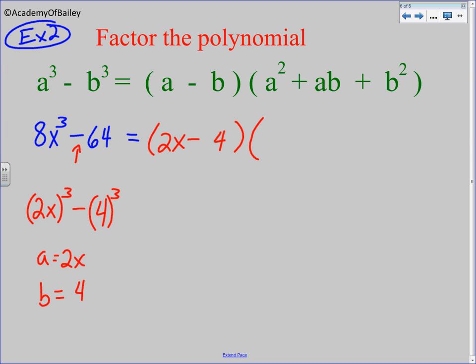Second parentheses, a squared. Well, remember that we are going to have 2x squared. And what is 2x squared? 2 times 2 is 4, and x squared is x squared. Since we started out with a minus sign, this part of the second parentheses becomes plus. And now a times b, what is 2x times 4? That would be 8x plus, and what is 4 squared? 16. And that is what we have there.